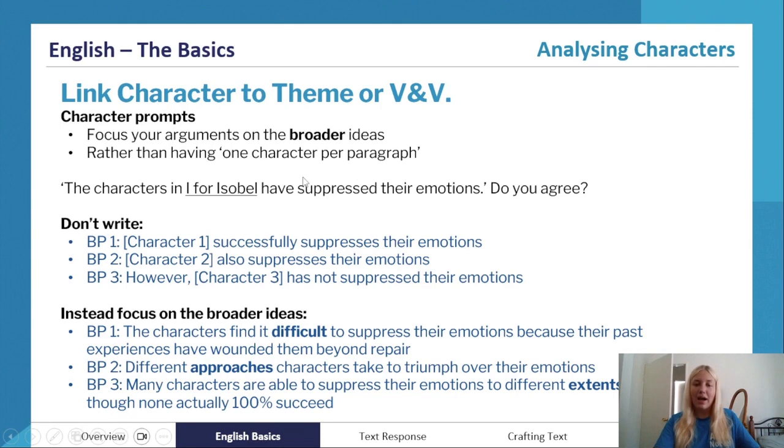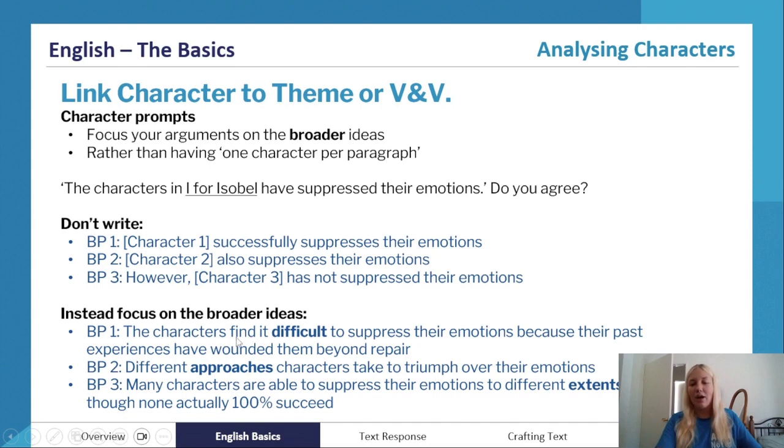So, how to not write? Let's have a look in relation to this prompt. Characters in I for Isabel have suppressed their emotions. You agree. Don't write: Character 1 successfully suppresses emotions. Character 2 does as well. And for my third body paragraph, my topic sentence is something along the lines of, however, character 3 has not suppressed their emotions as my counter argument. But it needs to be about those broad ideas.